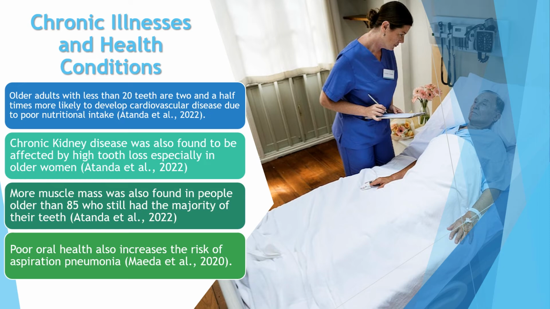Poor oral health has been shown to contribute to chronic disease processes like chronic kidney disease, for example, especially in older women, and has been shown to increase the risk of aspiration as well. The inverse of poor oral health, good oral hygiene, has benefits as well. A study has shown that people older than 85 with most of their teeth had a longer life expectancy and had more muscle mass than older people that were edentulous.